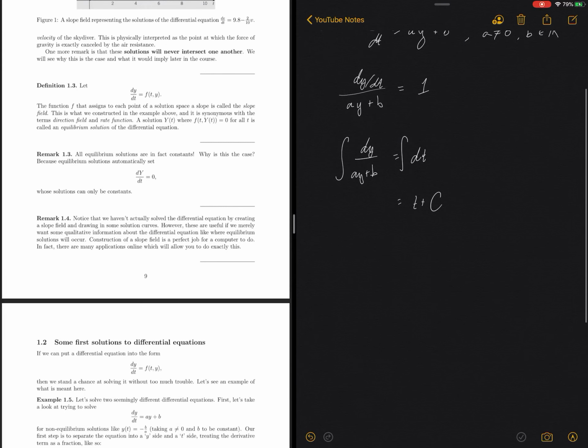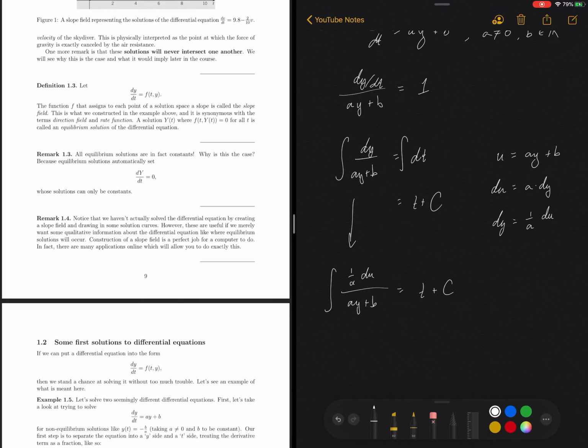When we do integrate, the right-hand side is not too bad. It's very, very easy to integrate, right? I'm just integrating the one function. But on the left-hand side, I have to do a little bit of work. If I use a u substitution and say u is equal to ay plus b, then du is going to equal a times dy, and then the b differentiates to a 0. So dy I can replace with 1 over a times du. That means this piece becomes 1 over a, du over ay plus b, and that is equal to, I've already integrated, t plus c.